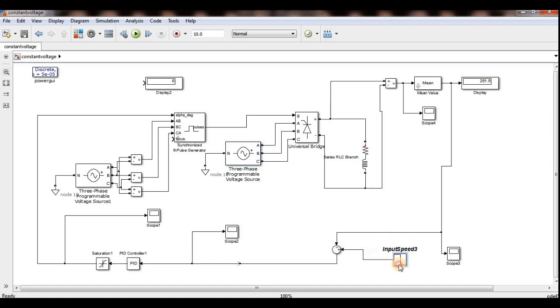So this is actually my input voltage. I mean, I require this much voltage. This is the target voltage.